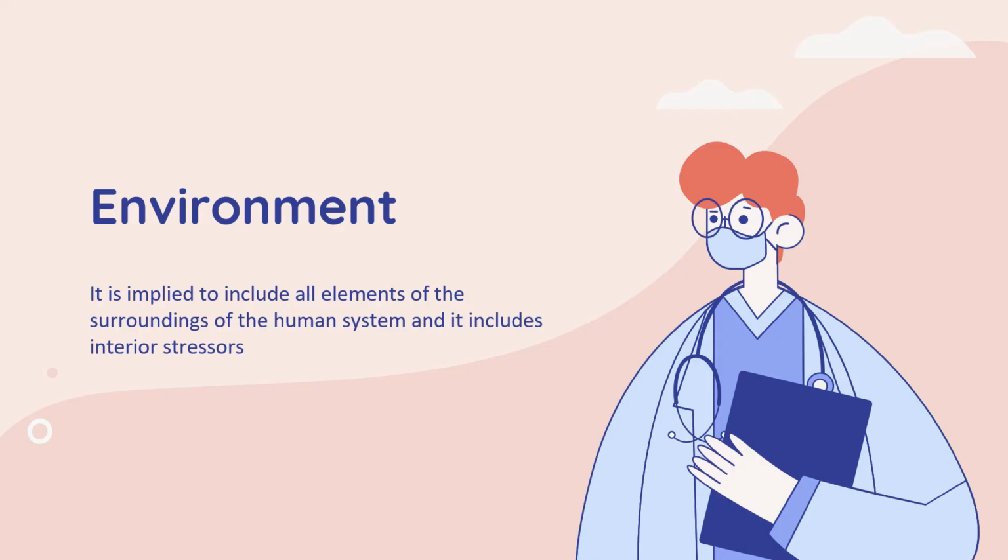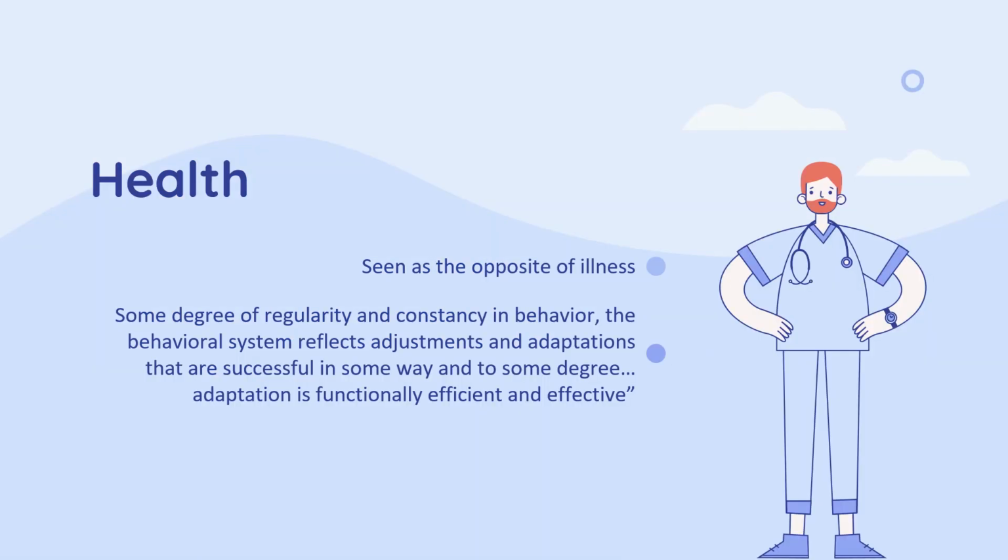Second, environment. Environment is not directly defined, but it is implied to include all elements of the surroundings of the human system, and it includes interior stressors. Third is health. Health is seen as the opposite of illness, and Johnson defines it as some degree of regularity and constancy in behavior. The behavioral system reflects adjustments and adaptations that are successful in some way and to some degree. Adaptation is functionally efficient and effective.